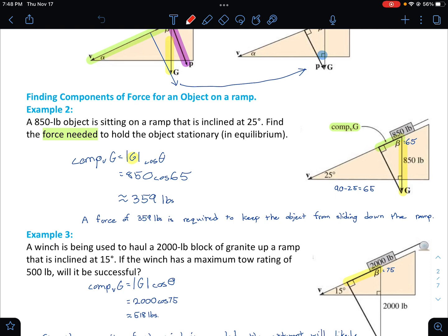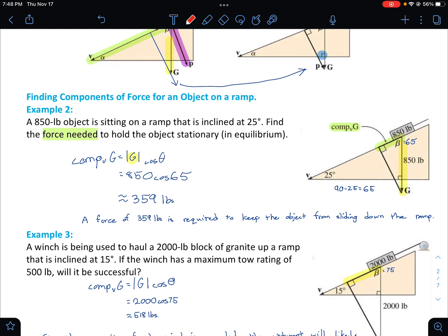So to start off, we have this question right here. It says that an 850-pound object is sitting on a ramp that is inclined at 25 degrees. Find the force needed, which is highlighted right here, force needed to hold the object stationary, aka in equilibrium.